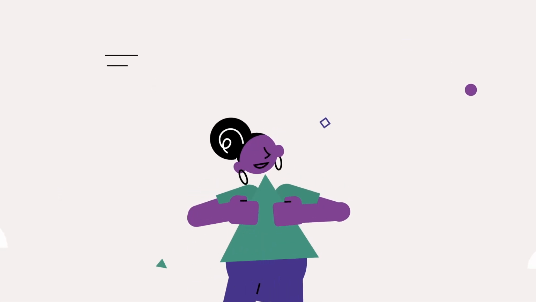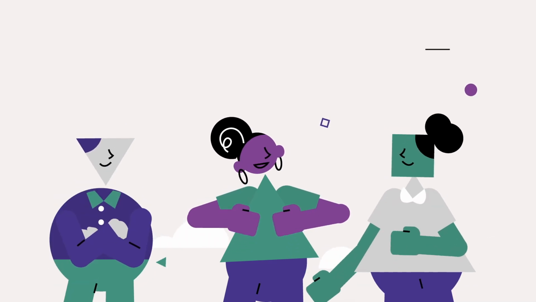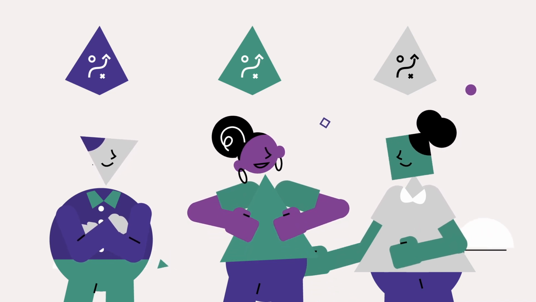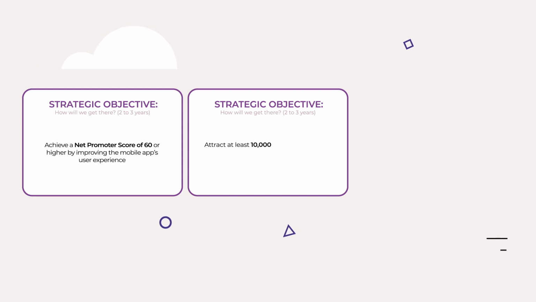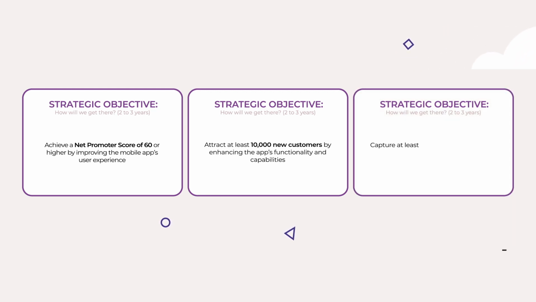Let's revisit the example with Sarah, a manager leading the development of a mobile banking app. Together with her team, Sarah creates 3 strategic objectives to support their vision. Number 1, achieve a Net Promoter Score of 60 or higher by improving the app's user experience. Number 2, attract at least 10,000 new customers by enhancing the app's functionality and capabilities. Number 3, capture at least 10% new market share in Europe by expanding the app's language capabilities.